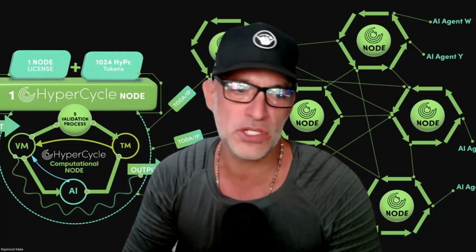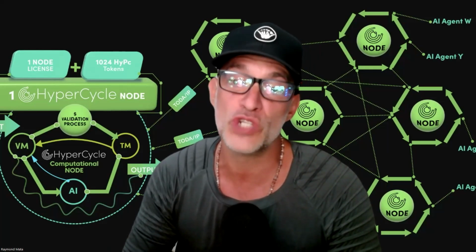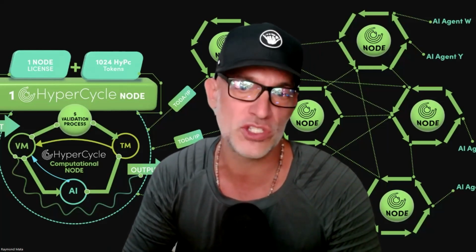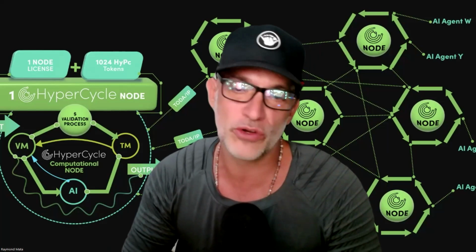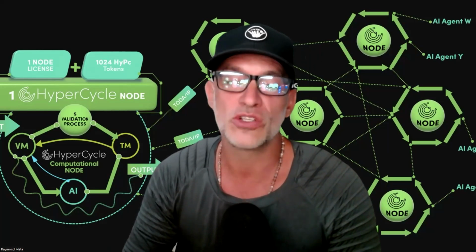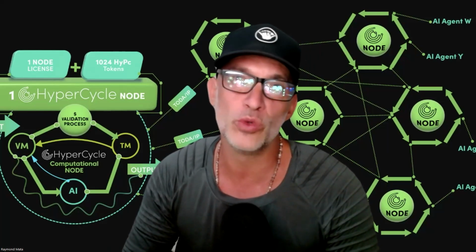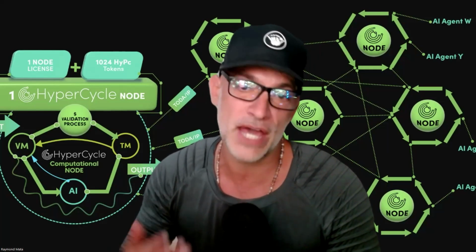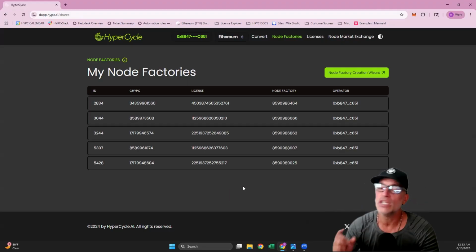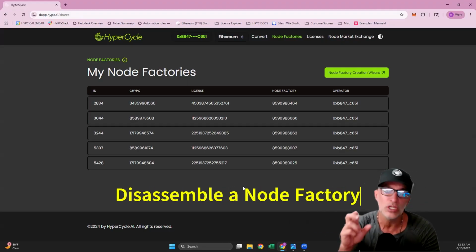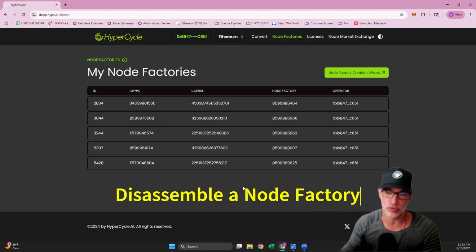Today we're going to be diving into the V2 DApp, dap.hypc.ai. That's where you're managing your node factories. That's also where you're handling HTS and your tilling. We're going to go through some of the steps involved in the management of your node factory and the assets underlying the node factory. Now we're going to show you how to break down or disassemble a node factory.